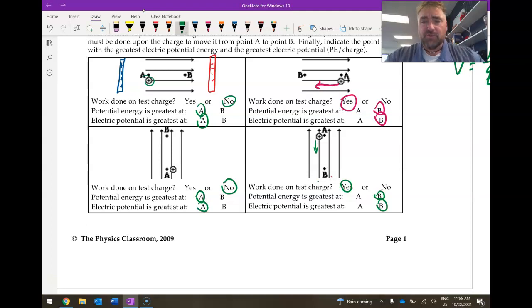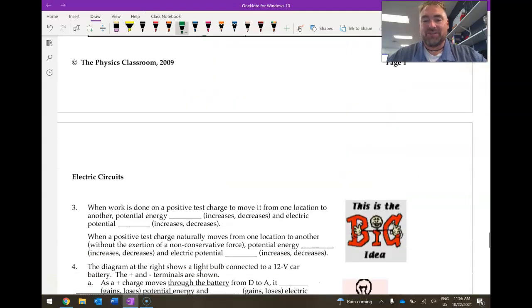Okay? So you can think about it. It's going to naturally want to go from high potential energy to low potential energy. So in the direction of the electric field, that's the way it's going to want to flow. If we go with the electric field, we don't have to do work on it. The electric field will. And if we go against that electric field, then we have to do work to fight across that.